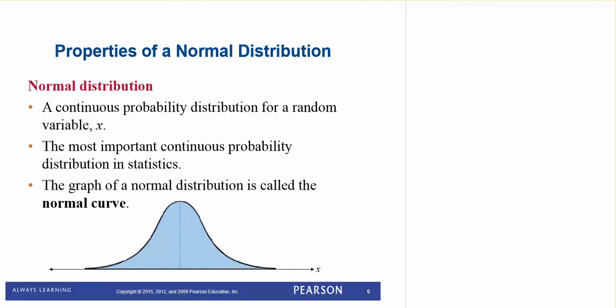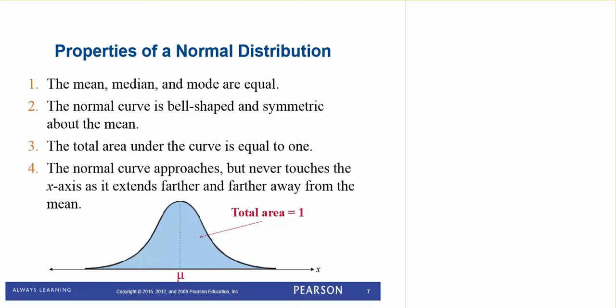Okay, so let's have a small conversation about normal distribution. And I know they do a good job of this in the book, but I just wanted you to hear it from me. So the properties of a normal distribution are that it's a continuous probability distribution for a random variable, and it is the most important one we will use in our course. The graph of a normal distribution is called the normal curve, and it's pictured here below, and that particular curve has certain properties. The total area under the curve is equal to 1.